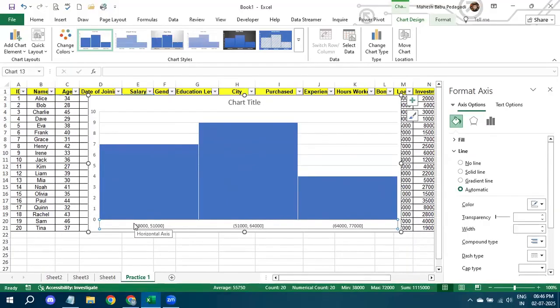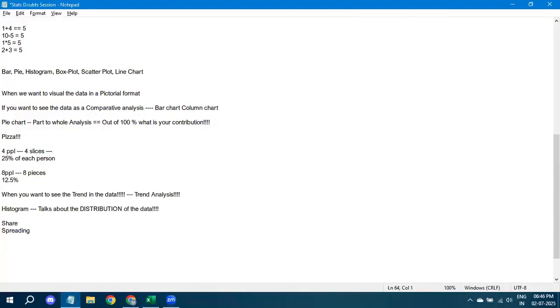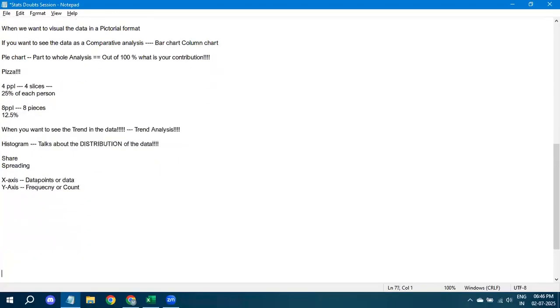Always remember, for histogram and for the bar plot, x-axis will be the data and y-axis will be the frequency or the count. Histogram, x-axis will be data point or data. Okay, y-axis will be frequency or count. Sir, what exactly are we not getting?